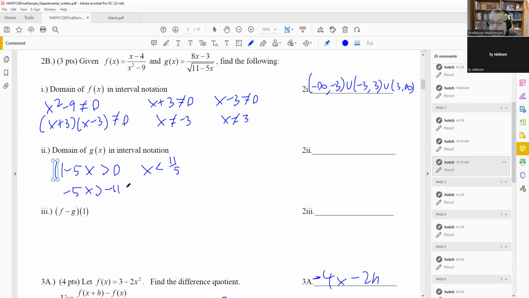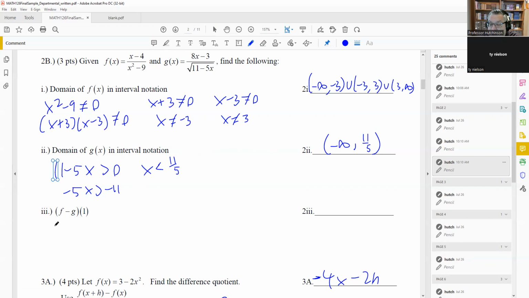Okay, so whenever you take an inequality and you multiply or divide by a negative, the sign switches. So this is going to be negative infinity to 11/5, but the 11/5 has to have a parenthesis on it, not a bracket, because we're not including the 11/5. Then we have f minus g of 1.